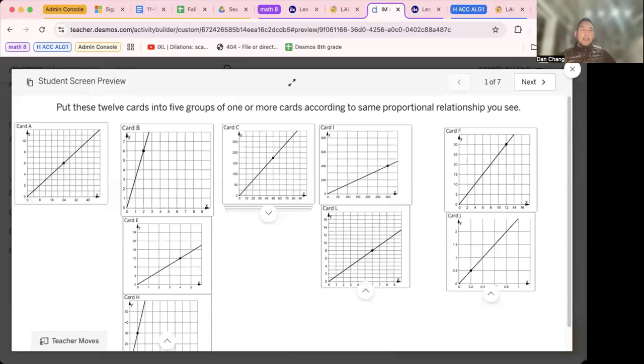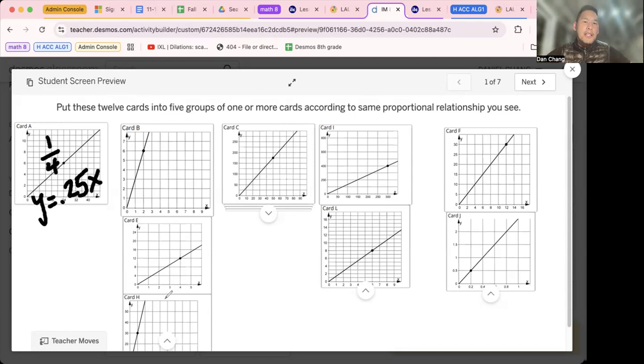As you can see, card A sits by itself. It is not grouped with anybody. It has a slope of 1/4, so y equals 0.25x would be the equation.